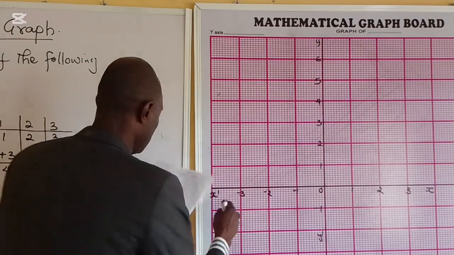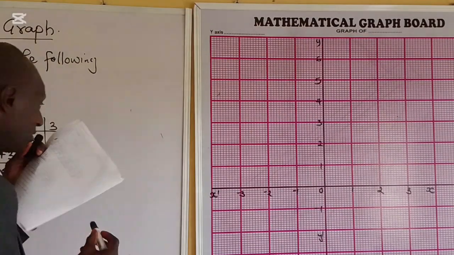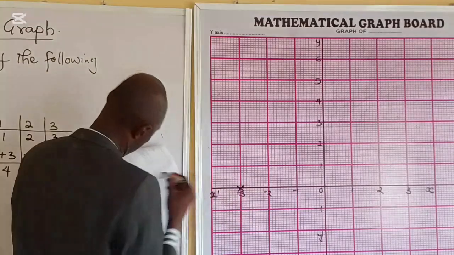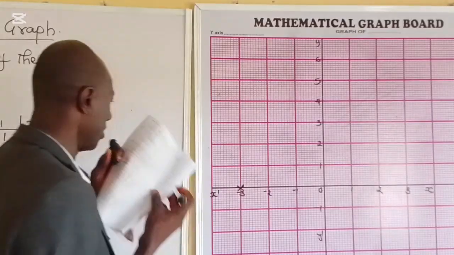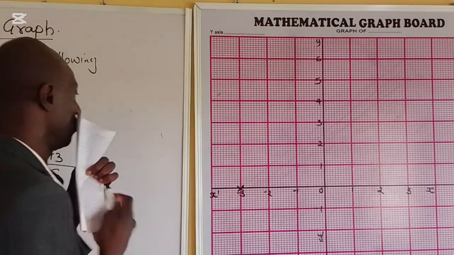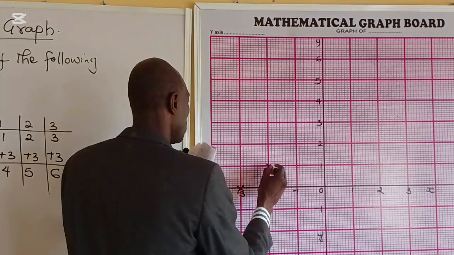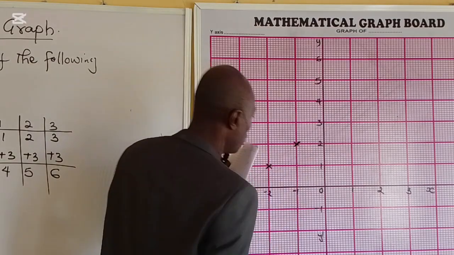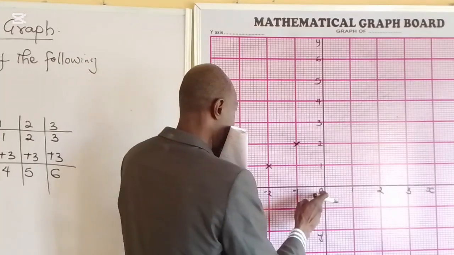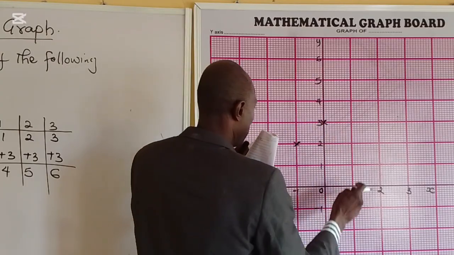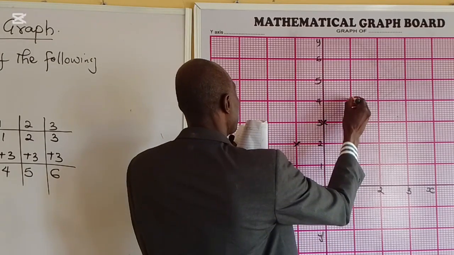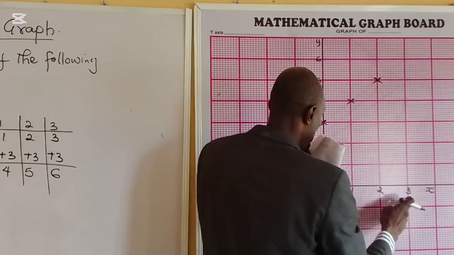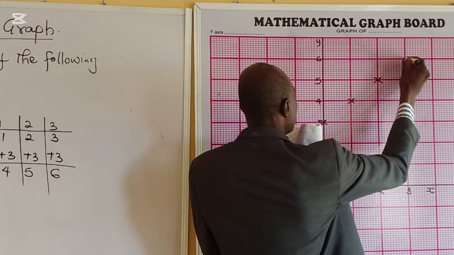In our table, when x is minus 3, y is 0. I will mark this place. When x is minus 2, y is 1. We'll mark it there. When x is minus 1, y is 2. Go to the table, please. When x is 0, y is 3. When x is 1, y is 4. When x is 2, y is 5. When x is 3, y is 6.